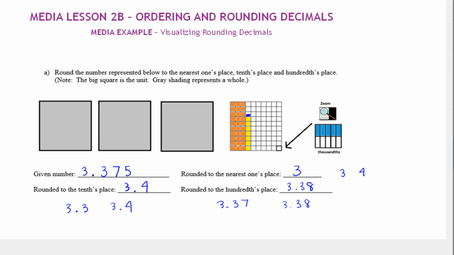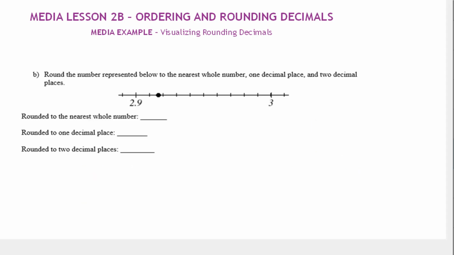Now we're going to look at an example with a number line. Round the number represented below to the nearest whole number, 1 decimal place, and 2 decimal places. So on the number line, this is our point right here, and we're not even told exactly what it is, but we can still do all of this rounding by seeing what it's closer to in terms of the decimal places. So here's our point.